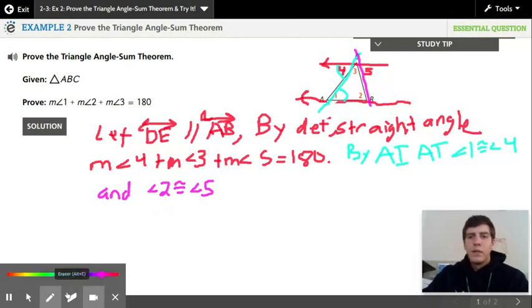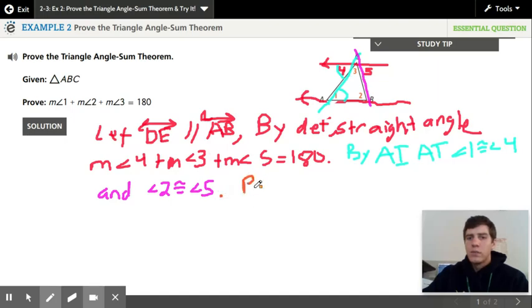If we know the angles are congruent, we know their measures are equal. So by the definition of congruent, we can say the measure of angle 1 equals the measure of angle 4. And likewise, the measure of angle 2 equals the measure of angle 5.